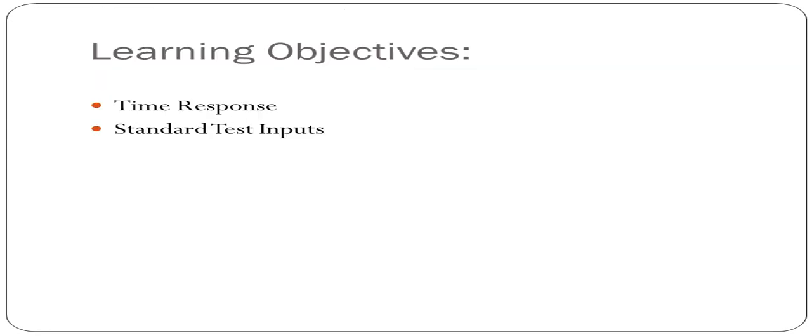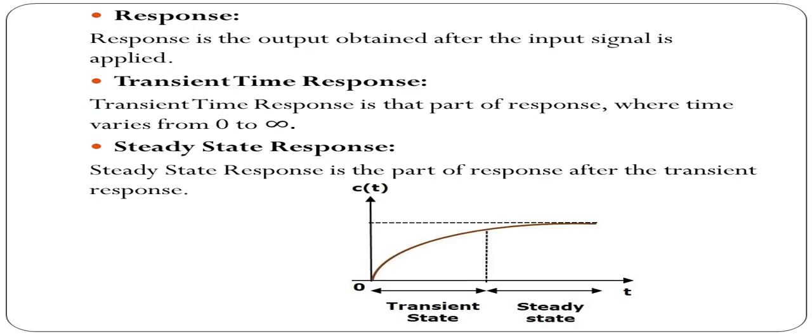In this video lecture, we are going to learn what is time response and what are the various standard test inputs used for the control system. First, we will see some definitions. First definition is response. A response is the output obtained after the input signal is applied. So whatever is the output when the input signal is applied to the system is called response.